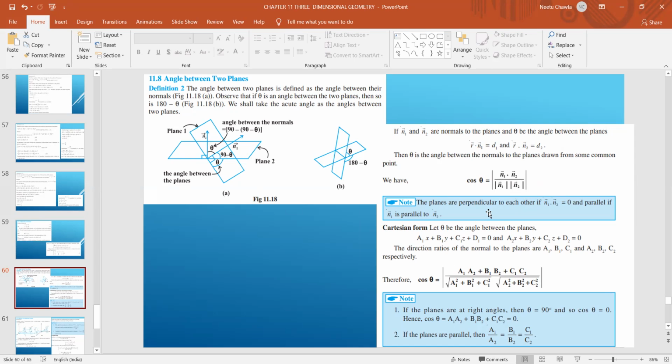The planes are perpendicular to each other if their dot product is equal to 0, and parallel if n1 is parallel to n2.